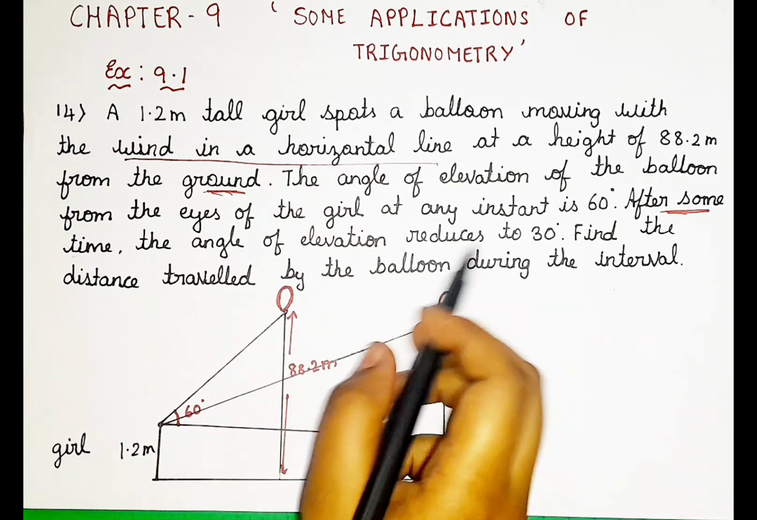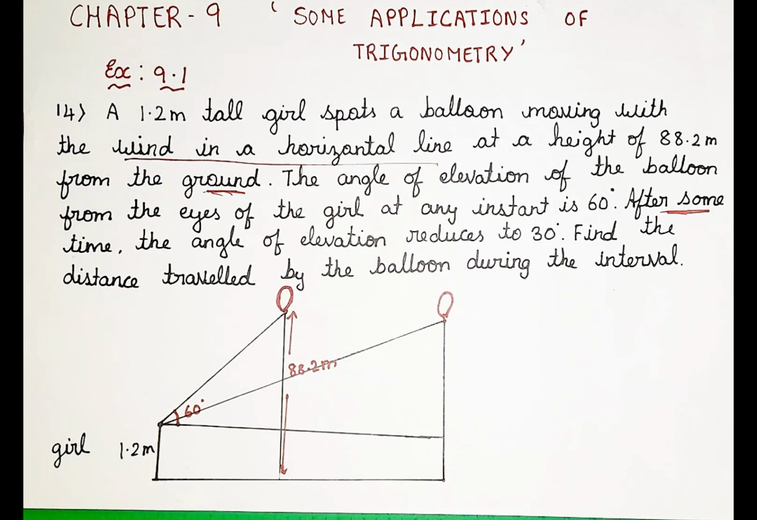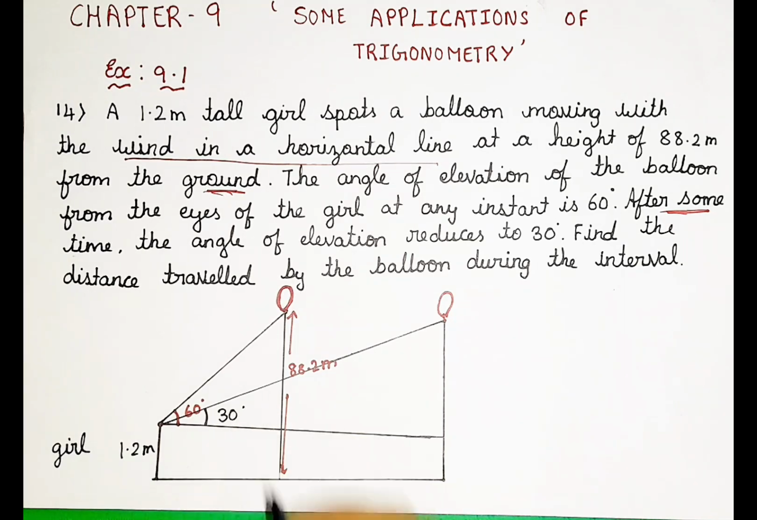So it reduces to 30 degrees means first we have 60 degrees, right, and then we are supposed to write 30 degrees. Alright, so now let us mark it. So here it is 30 degrees. Perfect. So now we know the figure, so it is literally easy to find the distance.